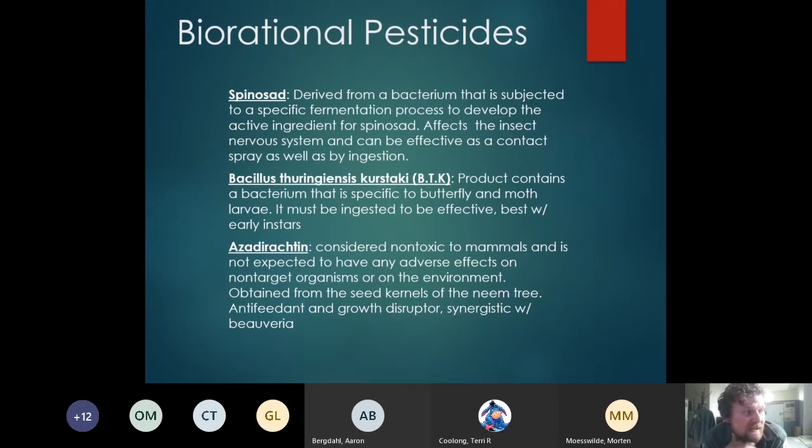Bacillus thuringiensis kurstaki, or BTK, is a soil bacterium that produces a protein that basically erodes the gut of caterpillars, so butterfly and moth larvae, and causes them to die through either desiccation or secondary infection. It's specific only to butterfly and moth larvae. It's got to be ingested to be effective. A lot of people ask, what about monarchs and all of our native caterpillars?